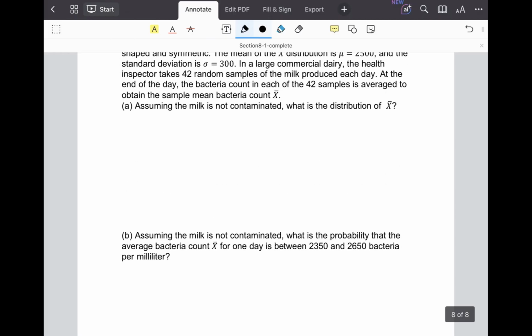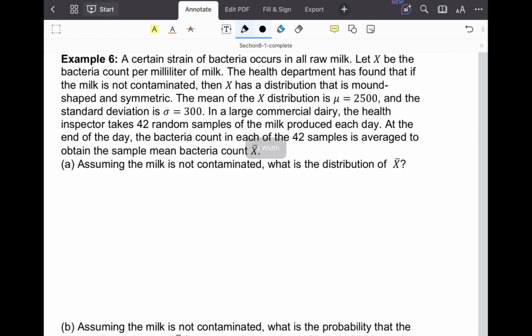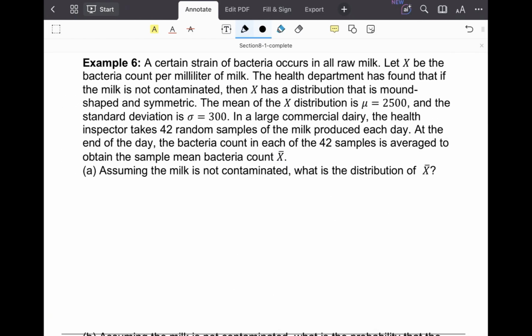So here's the last one in this section. It says a certain strain of bacteria occurs in all raw milk, and we're going to let X be the bacteria count per milliliter of milk. The health department has found that if it's not contaminated, it's a mound-shaped symmetric distribution. So not specifically normal, but mound-shaped symmetric. The mean is 2,500. The standard deviation is 300.